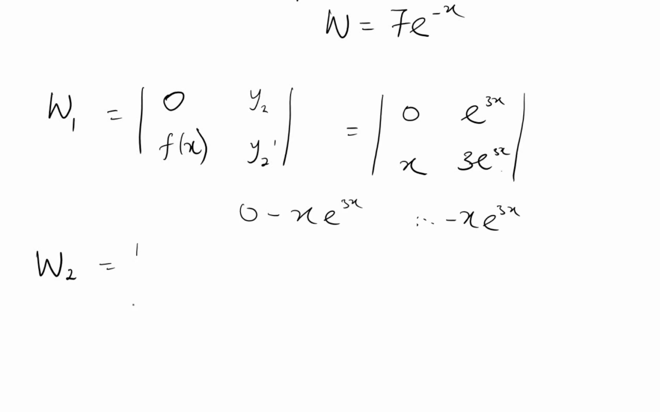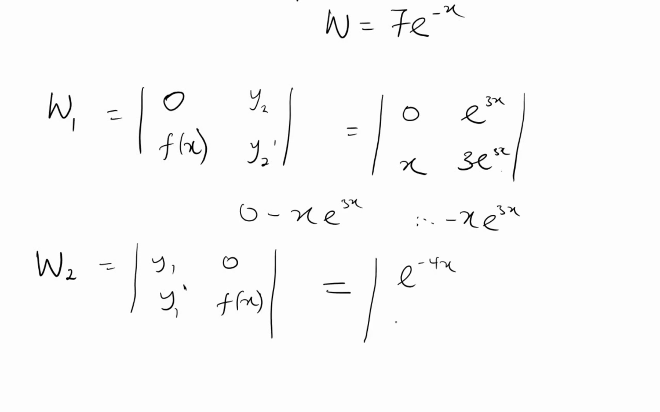Then w2 is going to be y1, y1 prime, and 0, f(x) here. Hope you're all getting it. So this will give me, what's my y1? Exponential of minus 4x. And what's y1 prime? That's the differential of exponential of minus 4x, which will definitely be minus 4 exponential of minus 4x.